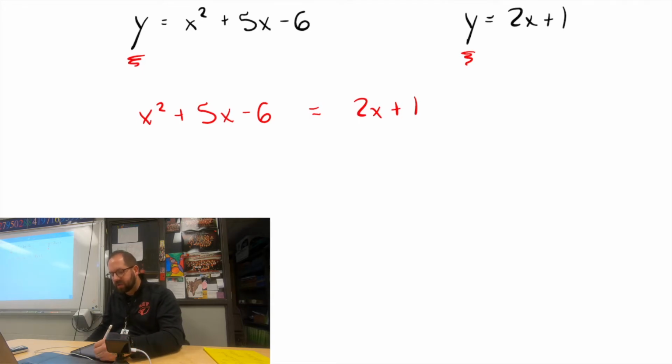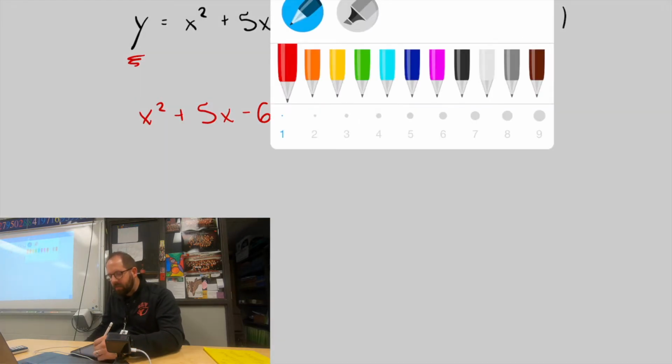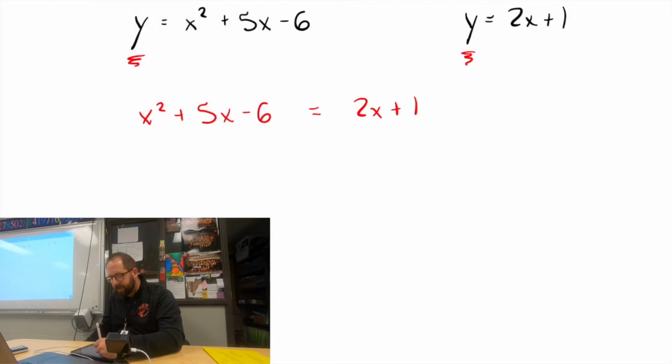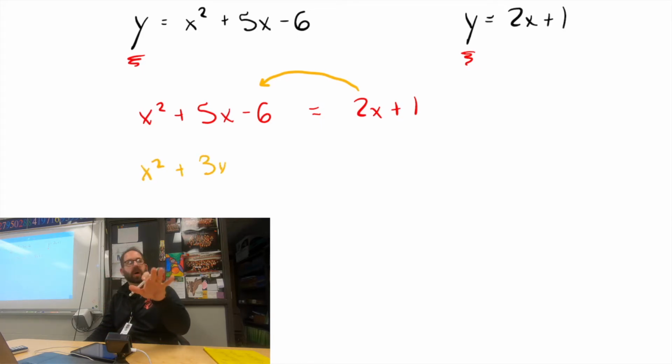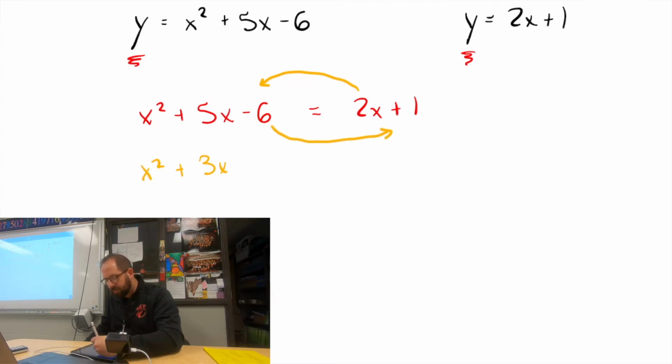So we're going to rearrange this thing a little bit. If I move this 2x over, what happens to it? Negative. So I'll have 5x minus 2x. So that's x squared plus 3x, right? Bring the 2x over, subtract it. If I brought this 6 across, what happens to it? Adds it. So it's 1 plus 6, which is what, 7 over there?